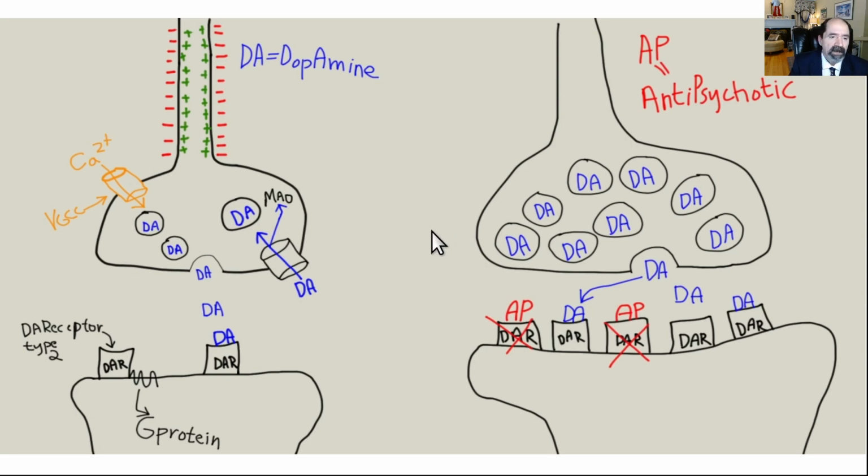Okay, here's an example of a primarily dopamine synapse. The dopamine neurotransmitter is released, comes across the synaptic cleft, binds with a dopamine receptor, like a type 2 dopamine receptor. It activates something called the G protein and again exerts a secondary effect.